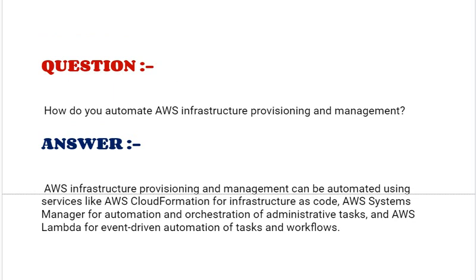Our next interview question is, how do you automate AWS infrastructure provisioning and management? Your answer should be: AWS infrastructure provisioning and management can be automated using services like AWS CloudFormation for infrastructure as code, AWS Systems Manager for automation and orchestration of administrative tasks, and AWS Lambda for event-driven automation of tasks and workflows.